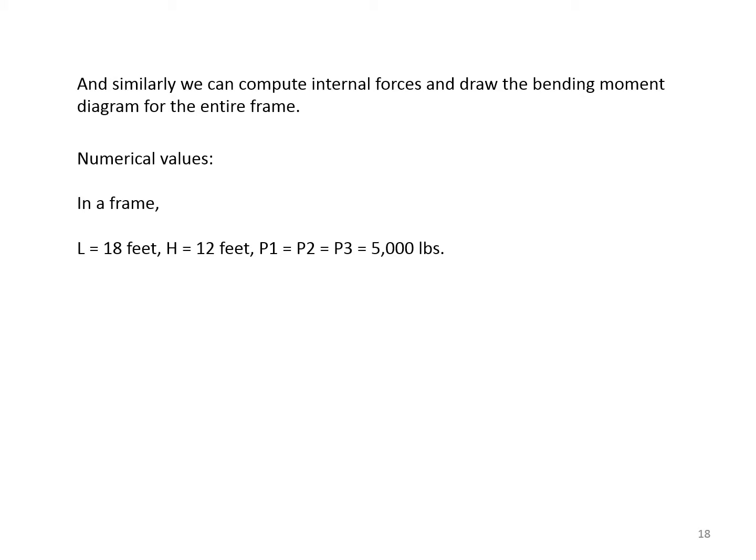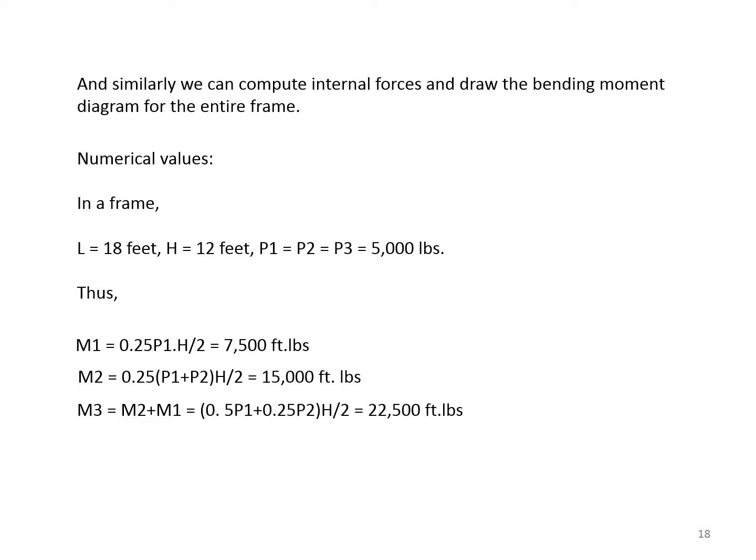At this point, we put some numerical values for the frame. We use L of 18 feet, H of 12 feet, and P1, P2, P3 each equal to 5,000 pounds. Using the equations given, the three moments M1, M2, M3 each is equal to 7,500, 15,000, and 22,500 foot-pounds respectively.